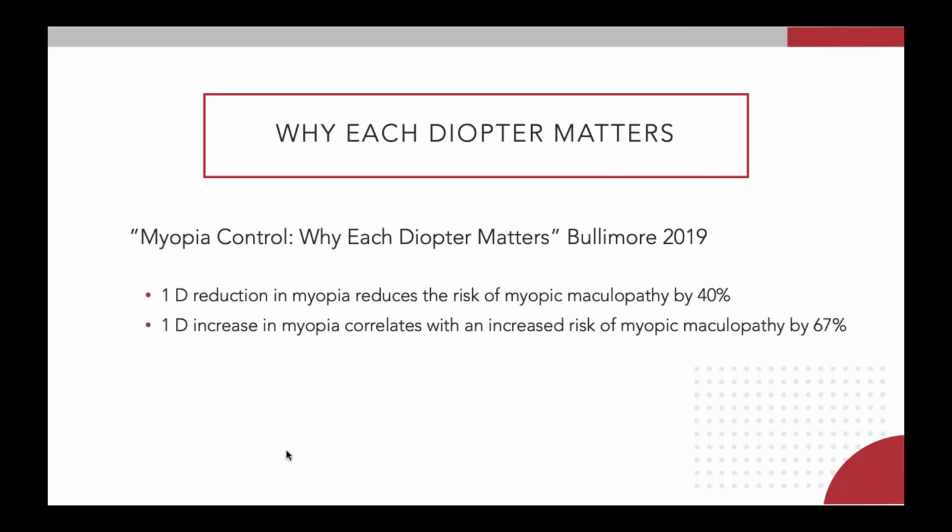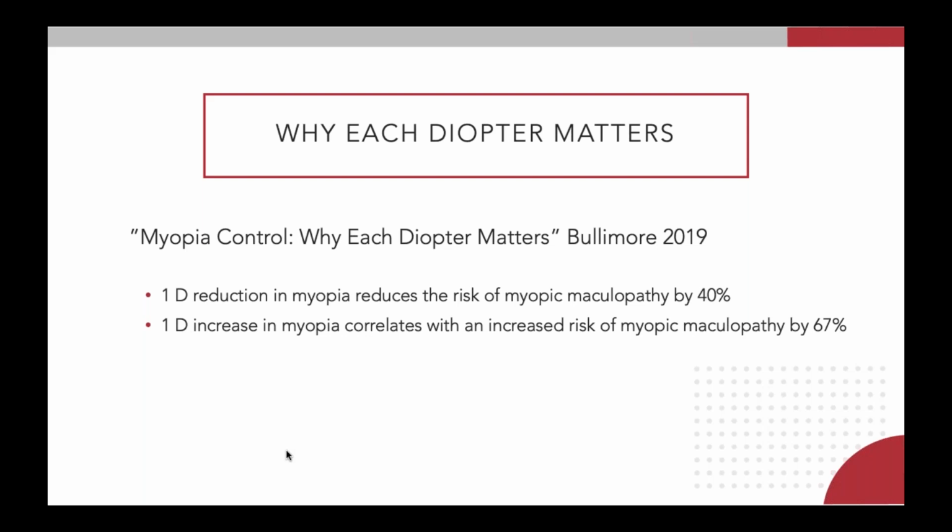So why does each diopter matter? This was a paper written by Dr. Mark Bullimore in 2019. It was a great paper, and I took away two statistics that I was really impressed by. A 1 diopter reduction in myopia reduces the risk of myopic maculopathy by 40%, and consequently, a 1 diopter increase in myopia is correlated with an increased risk of myopic maculopathy by 67%.